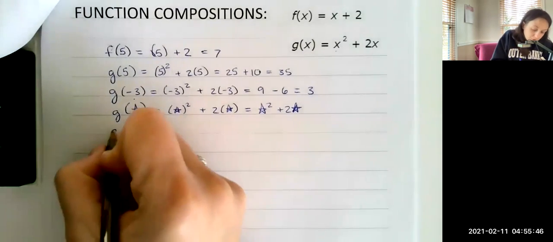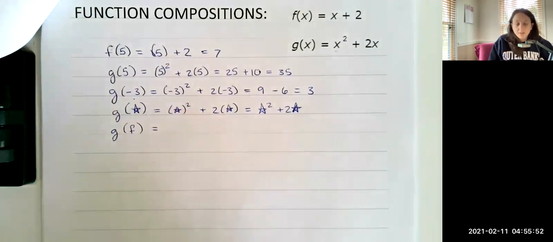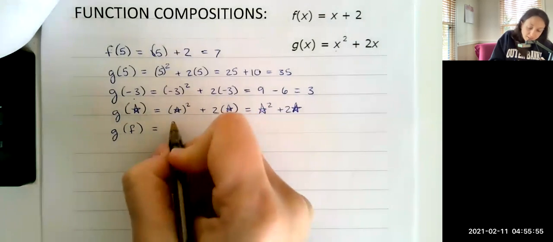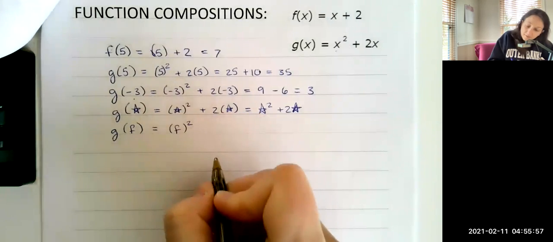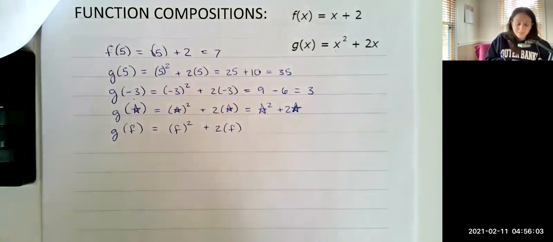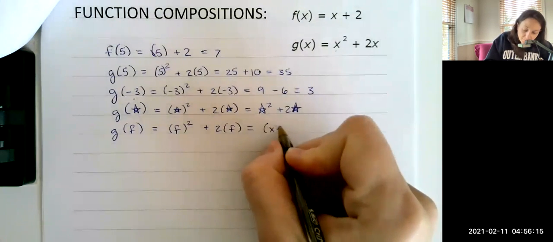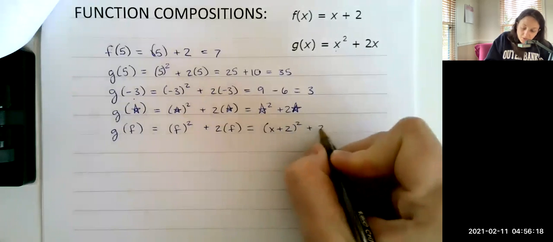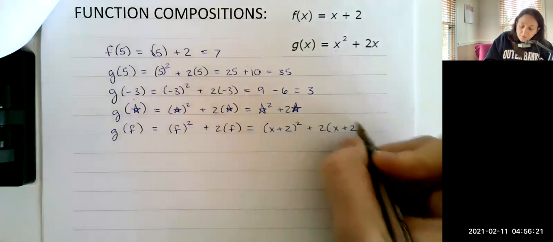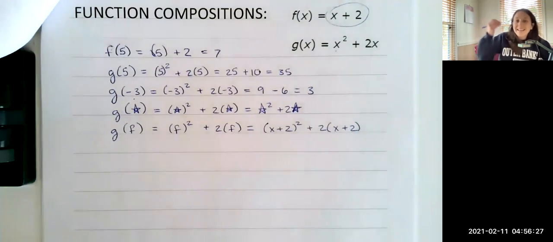Here it comes. G of the letter F. G with the letter F substituted in. All right, so no big deal. F squared plus 2 times F. Now here's the kicker. This is what substitution for functions is going to look like. F squared, we know that F is X plus 2. So we are going to have X plus 2 squared plus 2 times X plus 2. There's the substitution of one function into the other.